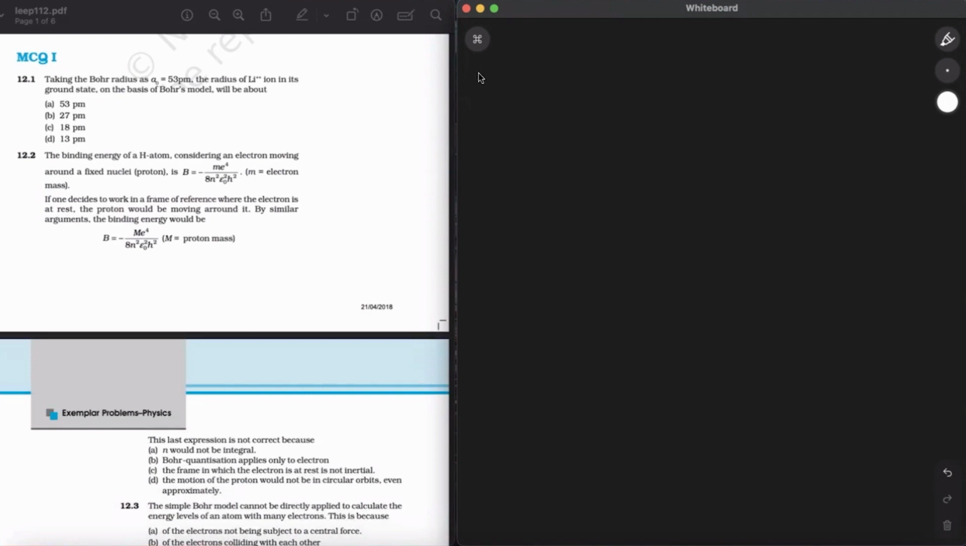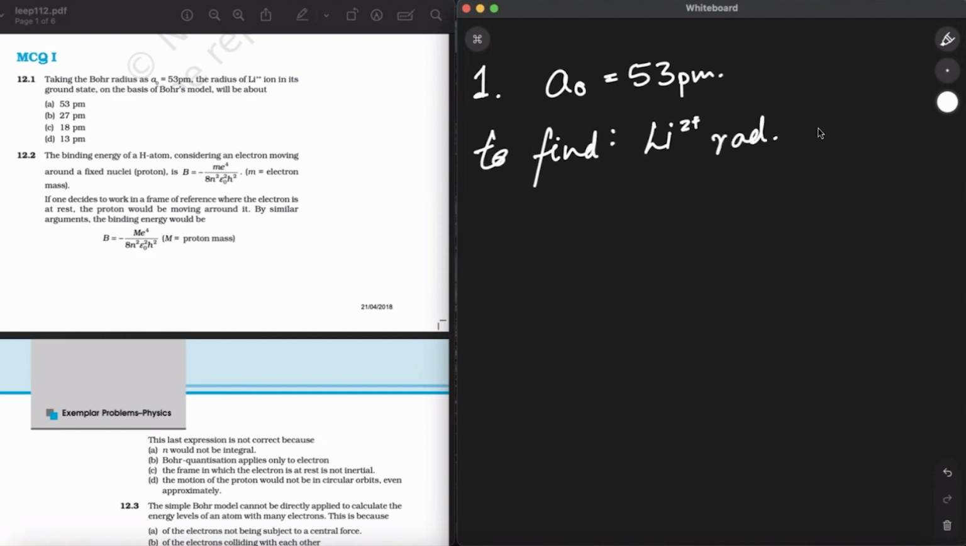The first question: taking the Bohr radius a naught equal to 53 picometers, the radius of the Li 2+ ion in ground state on the basis of Bohr's model will be about. So currently the Bohr radius a naught is equal to 53 picometers. We have to find the radius of the Li 2+ ion in its ground state. See, this is the question.